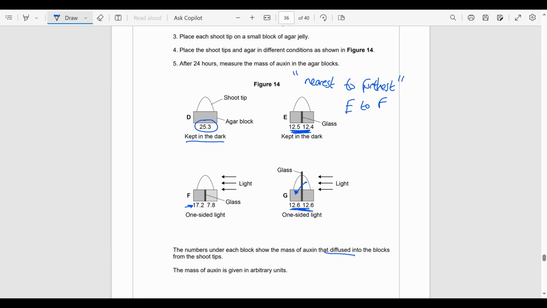So what we can say is in E, there's similar amounts of auxin. However, in F, when the light is shining on one side, there is more mass of auxin on the side furthest from the light. In G, even though there's one-sided light, because the glass is there, it's preventing the auxin from diffusing to the side furthest from the light. That should be good enough for our 3 points.